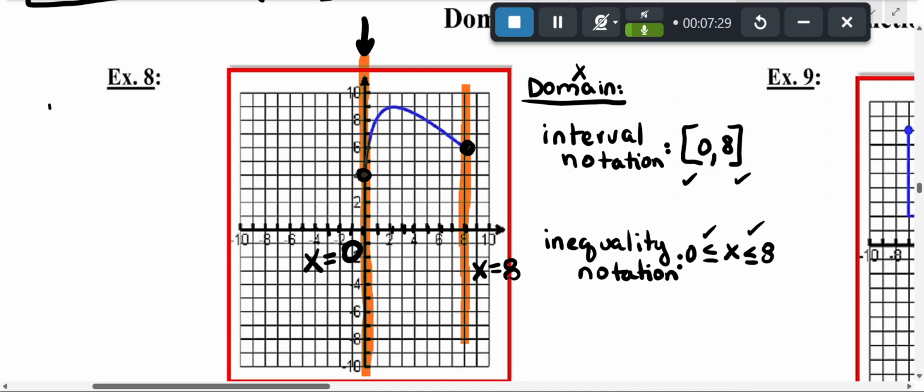All right, let's try it again with the range. Now, the range is your y values. So for this one, we're going to use the y-axis. So instead of these vertical lines, we're going to use horizontal lines. I say we go with green.